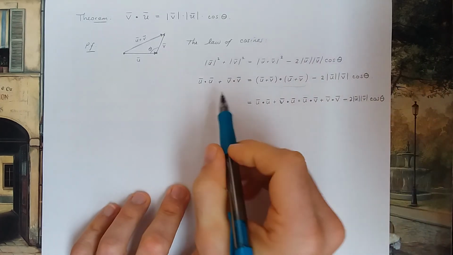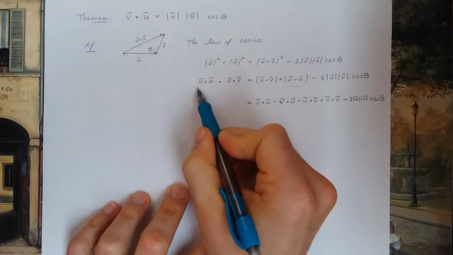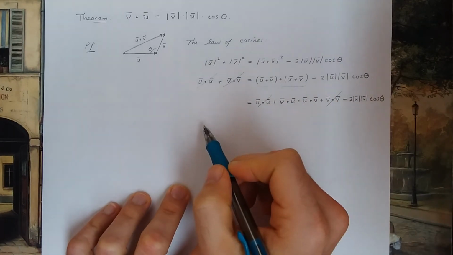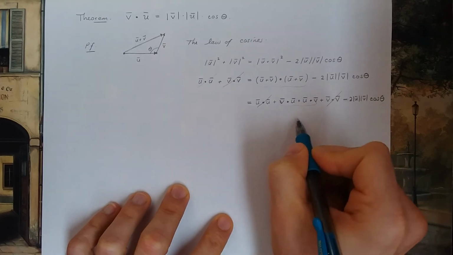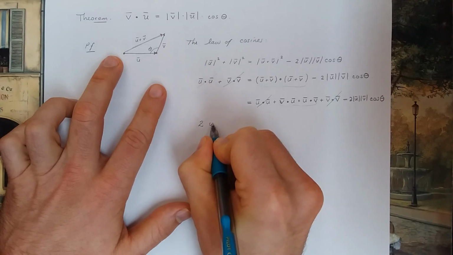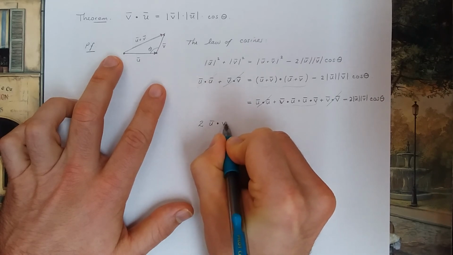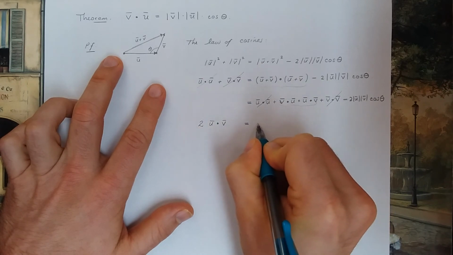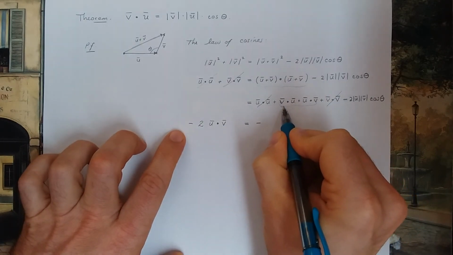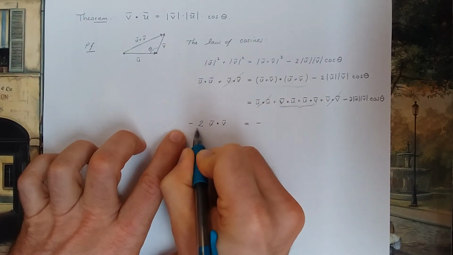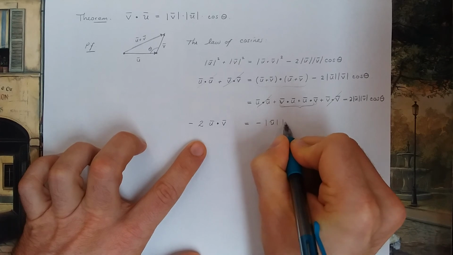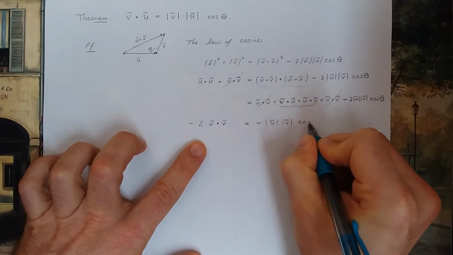Now, I could take both sides of this equation and subtract u dot u. I could subtract v dot v, and then I could place this on the left, and I get 2 u dot v should equal, I guess I put it on the other side so it has a negative in front as well. So I subtract this onto the other side of the equation. I get negative 2 u dot v. That should equal negative 2 the length of u, the length of v, cosine the angle between them.